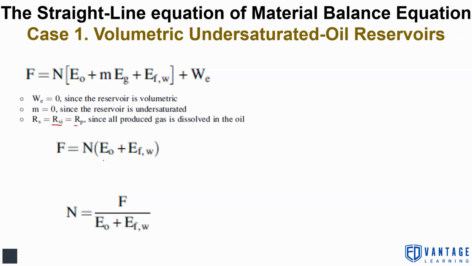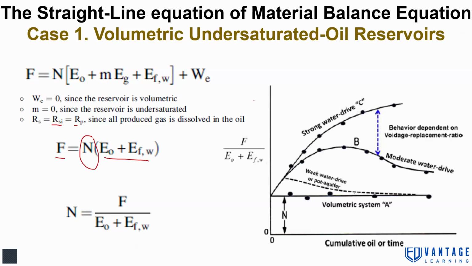So F will now be N into EO plus EFW. Since we are talking about volumetric undersaturated oil reservoirs, we neglect WE. So if I try to plot F versus EO plus EFW, I get N as a slope. So let's look at the slope. If I plot, of course, say F by EO plus EFW versus cumulative oil NP or time, or if I just plot F versus EO plus EFW, I should get a straight line with a slope N.